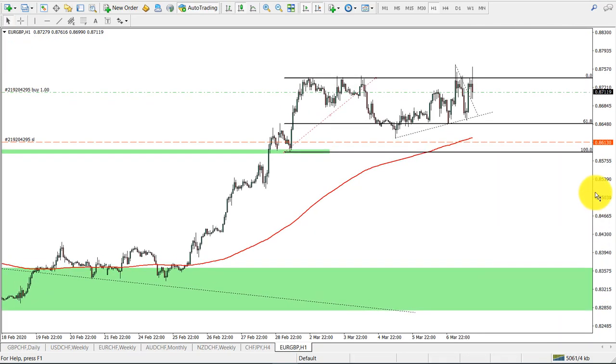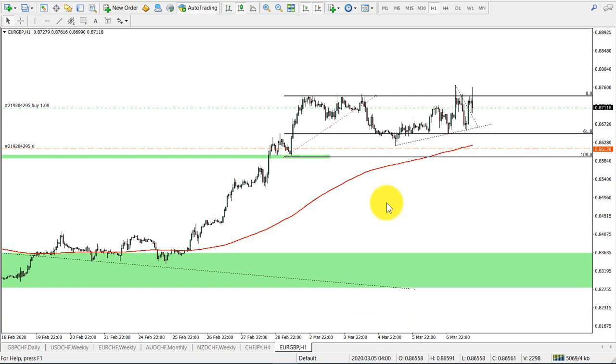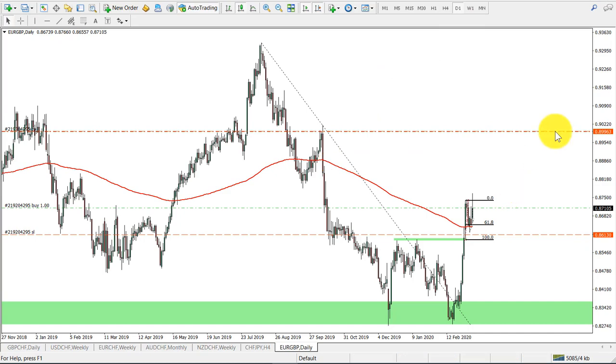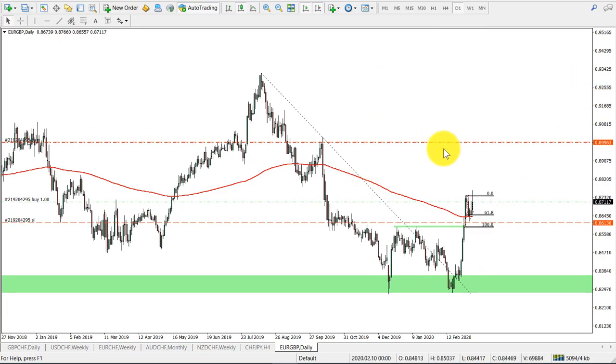I will continue with this trade idea. We'll update you in the next video on what has happened, and we will go through the next trade. But for now, this is our opportunity for the week. This trade can last a week or more, and we will get back to you once there is some news.